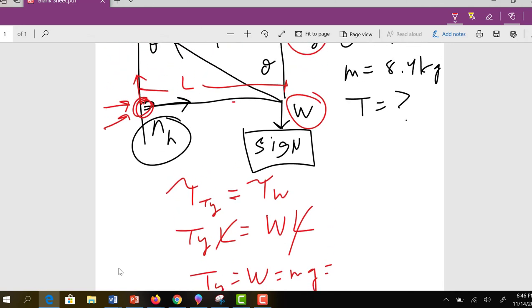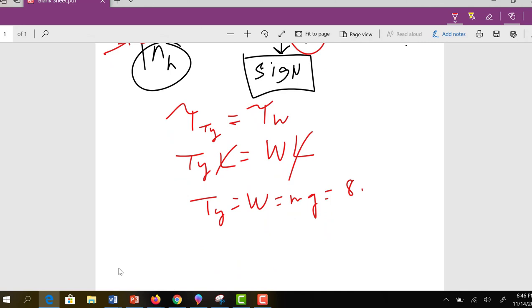So Ty turns out to be 8.4 kilograms times 9.8 meters per second squared. So let me actually punch that in. That's just Ty. That's not the overall tension. The problem's actually asking for the tension. So 8.4 times 9.8, 82.32 newtons. That's Ty.